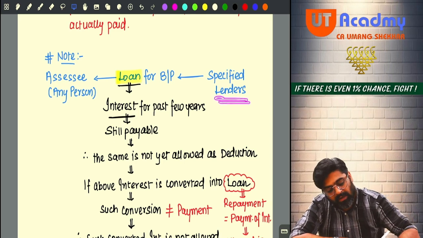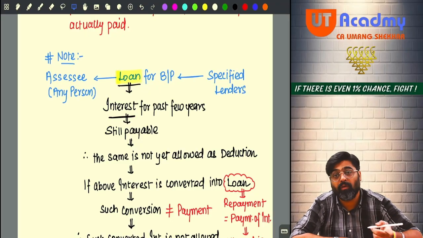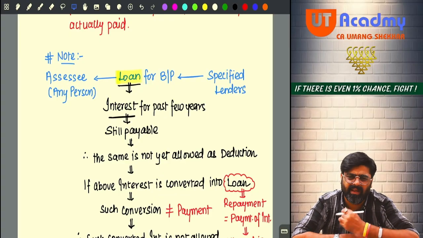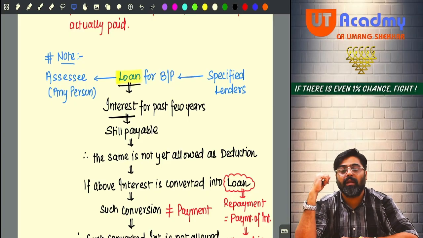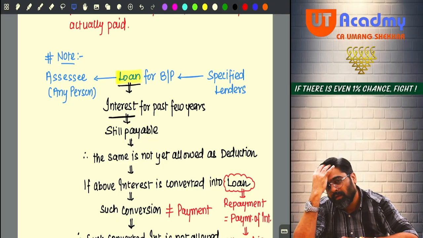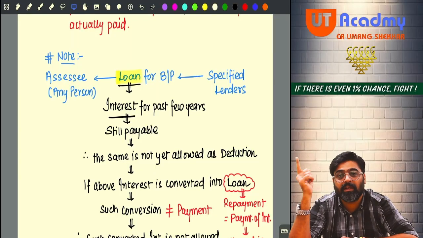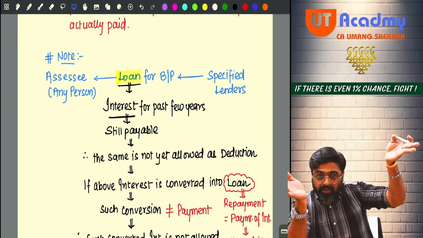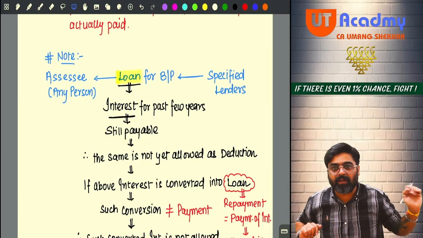So to these specified lenders on this loan, you are supposed to pay interest. And you have not paid them interest since past few years. For example, last 3 years interest you have not paid to these specified lenders. Tell me, were you able to claim deduction of that interest in the last 3 years? No. Any interest on business loan payable to these specified lenders, actually paid only then allowed. Otherwise disallowed as per 43B. Do you remember that?